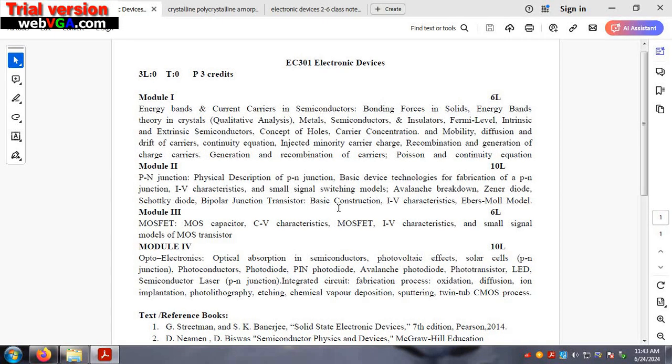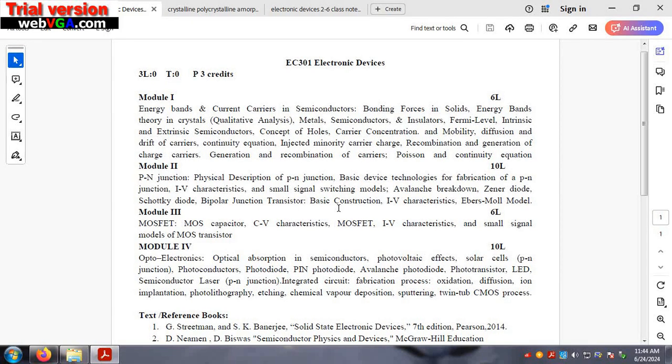Now if you go through the routine, then you will find 3 allotted lecture classes per week, and the credit of this subject is 3.